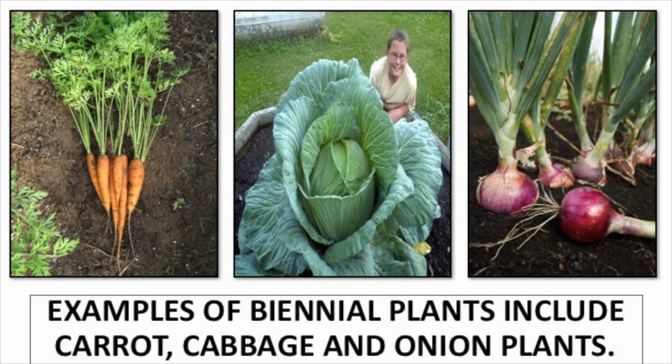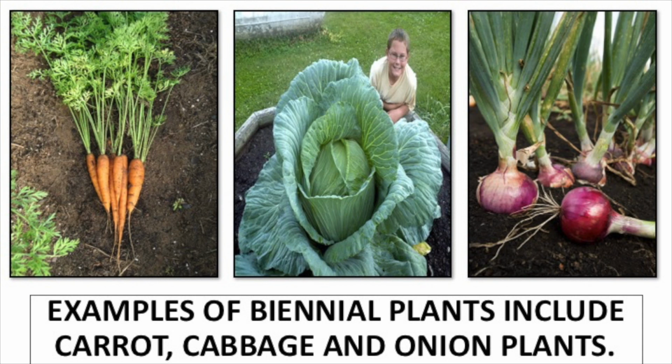Examples of biennial plants include carrot, cabbage, and onion plants. Yes. Now, what are all these types of foods? Vegetables. Excellent. Well done. So you can see the majority of vegetable plants are biennials. And have a look at the size of this cabbage here. Huge. Yes. A very big cabbage here.